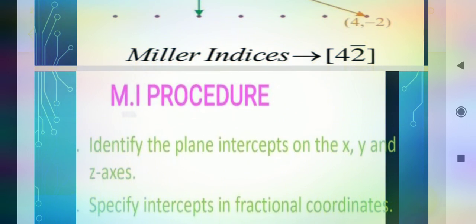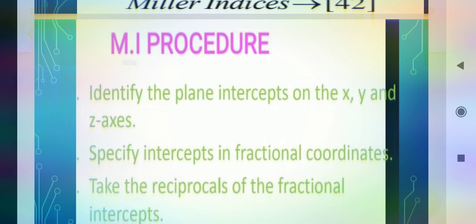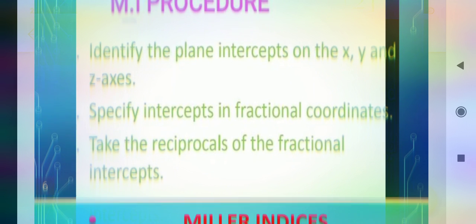Here, how to write Miller indices? What is the procedure? First, identify the plane intercepts on the x, y, z axes. Upon the x, y, z axes, we need to identify intercepts. For example, a, b, c. Specify the intercepts a, b, c and take the reciprocal form of the intercepts. That is 1 by a, 1 by b, 1 by c.